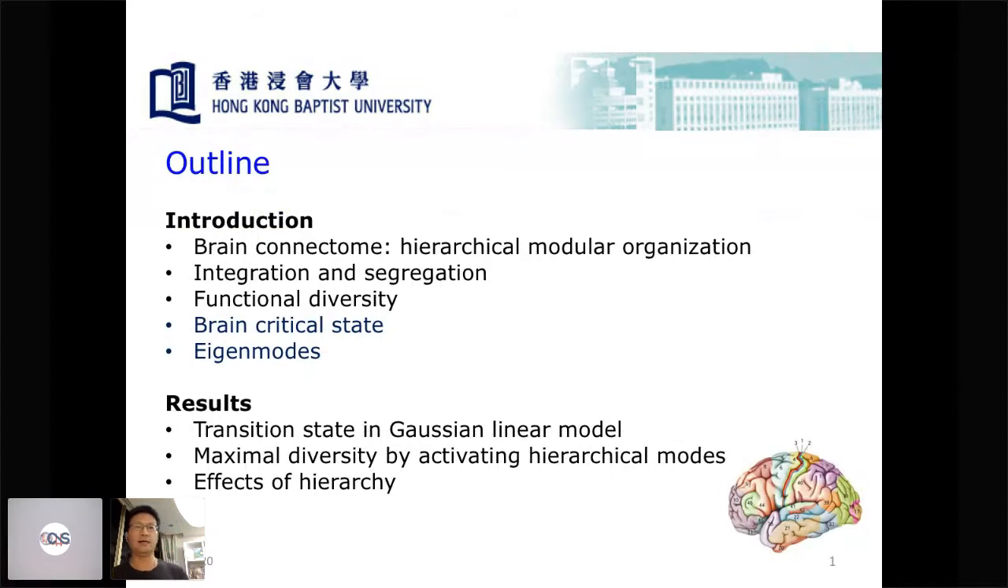So here is a brief outline of my talk. First, I will give some introduction, especially emphasizing the hierarchical modular organization of the brain network, and will emphasize the balance of segregation and integration. We'll talk about how we categorize the functional diversity and introduce the critical state of the brain, and also the method of eigenmodes. And then I will show the main results of this work.